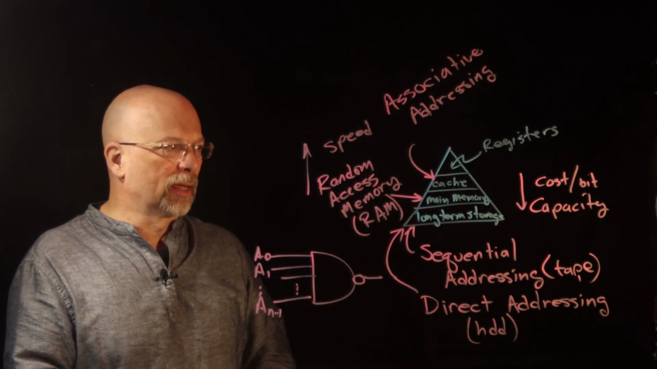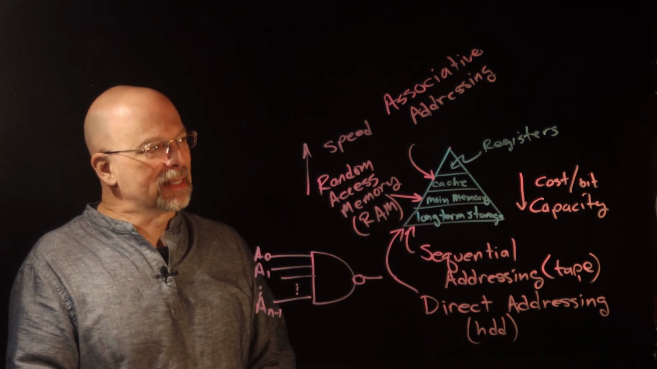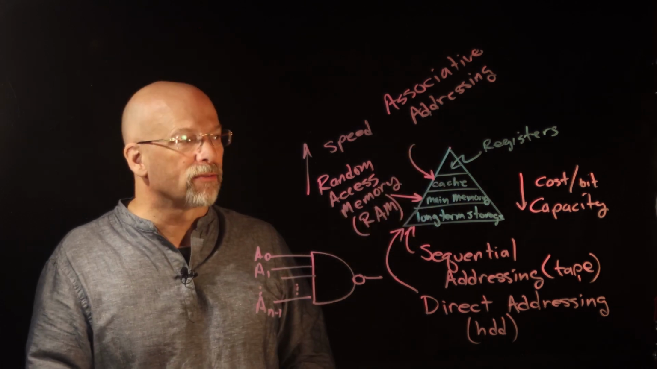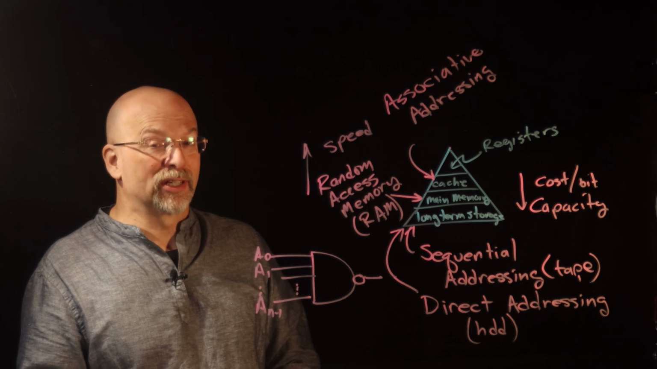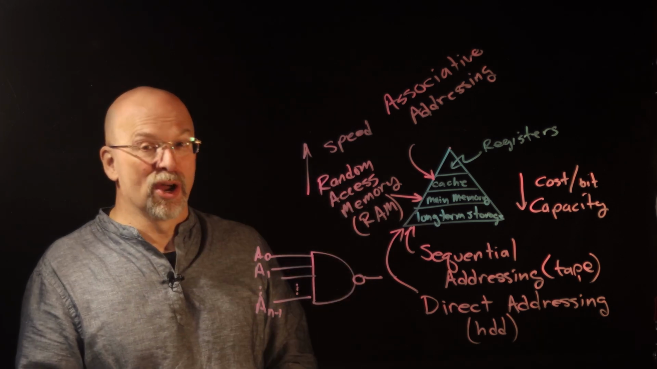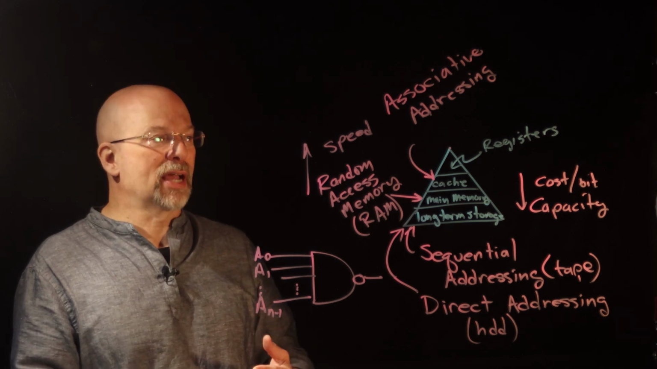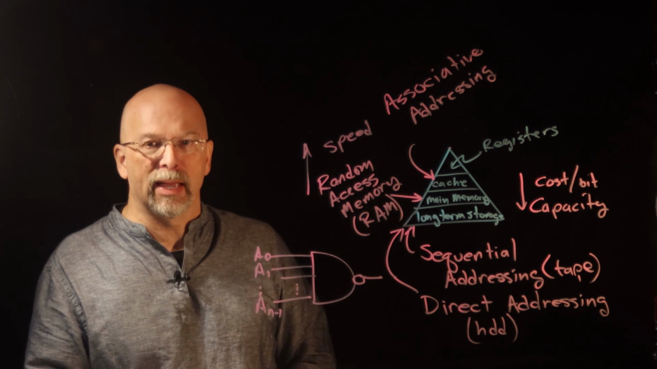But there's one other thing. Remember this cost per bit? That cost per bit is saying that the technology that we're using as we get farther away is getting cheaper. Cheaper technology typically means it's slower too. So let's talk about two different types of technologies that distinguish the cache from the main memory.